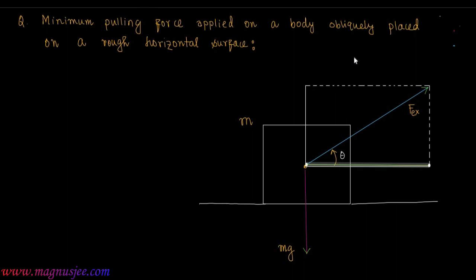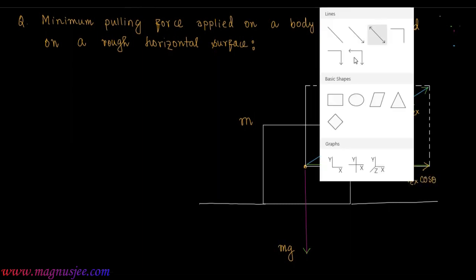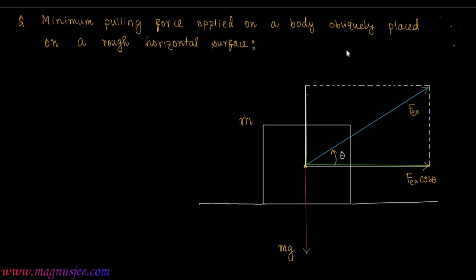Now we can consider the two rectangular components of this pulling force. The horizontal component of this pulling force is Fex cos theta, and the vertical component is Fex sin theta.